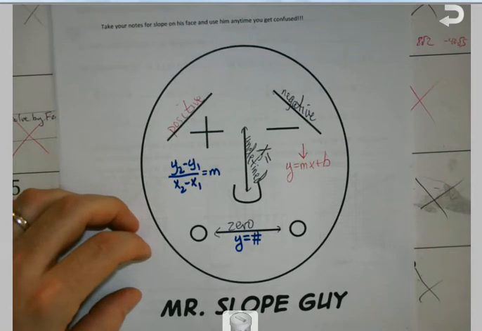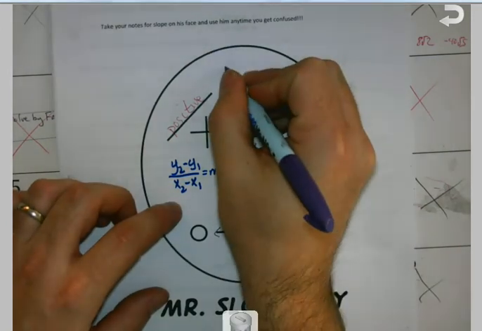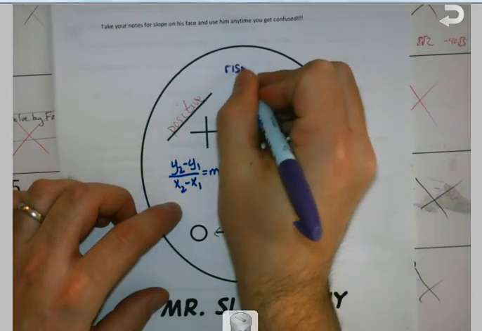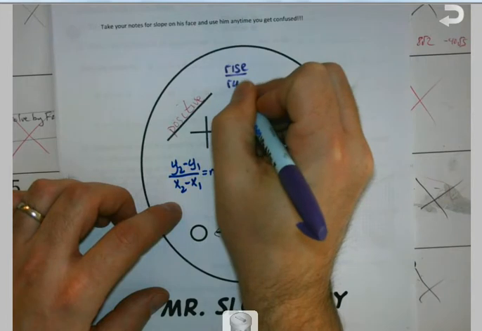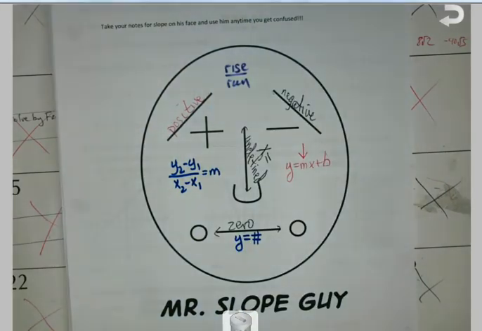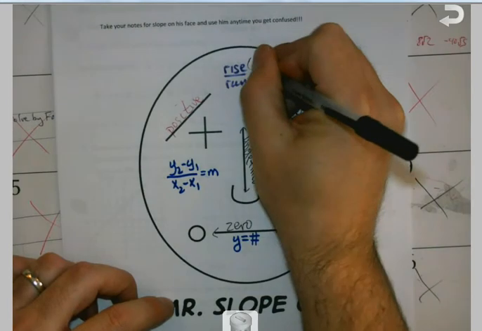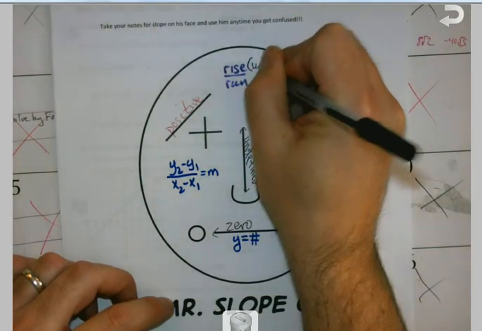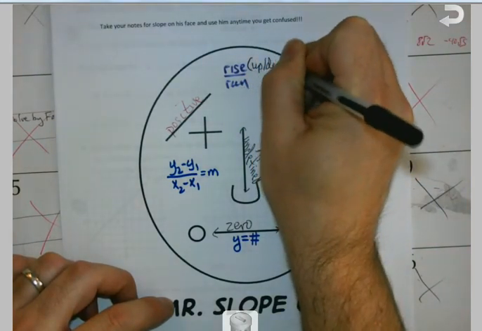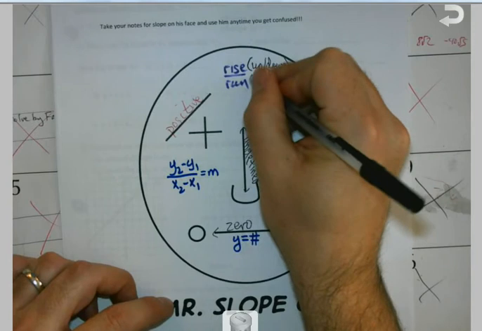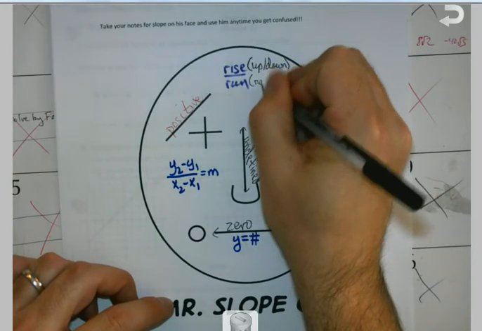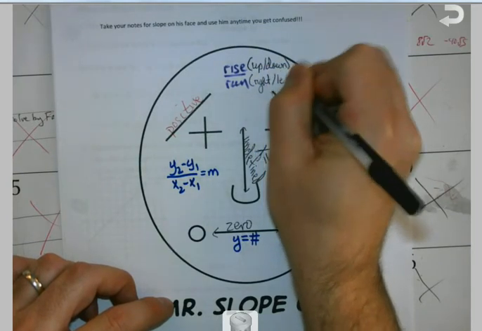And the other thing we do when we talk about slope is we talk about rise over run. And what that means when we're working through these, so when we talk about rise over run, we're really talking about how much I go up or down versus how much I go right or left.